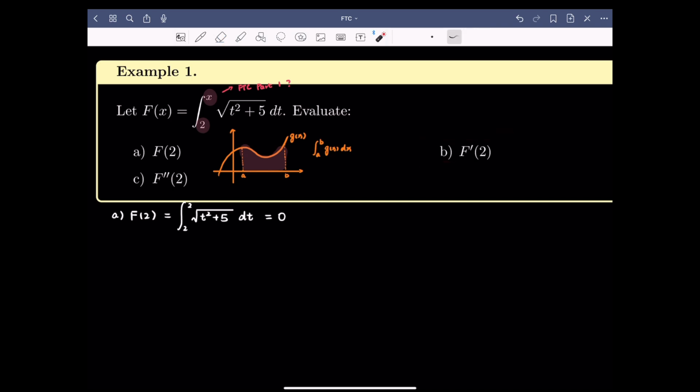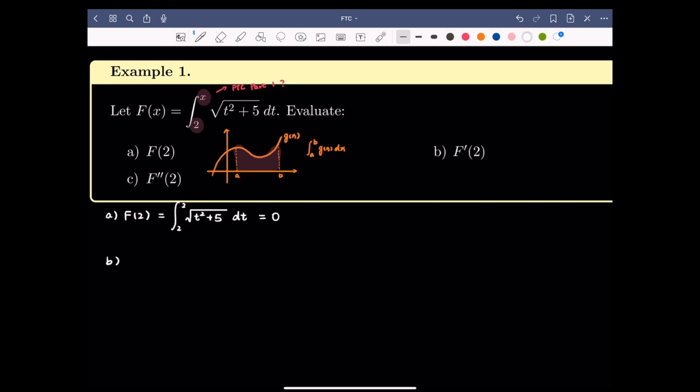Okay? Recall that in order to find f prime of 2, we need to find f prime of x first, and then we sub in x equals 2. So now, we first need to find f prime of x. And that's gonna be the derivative of this integral, and it's with respect to x. So we would have something like this.